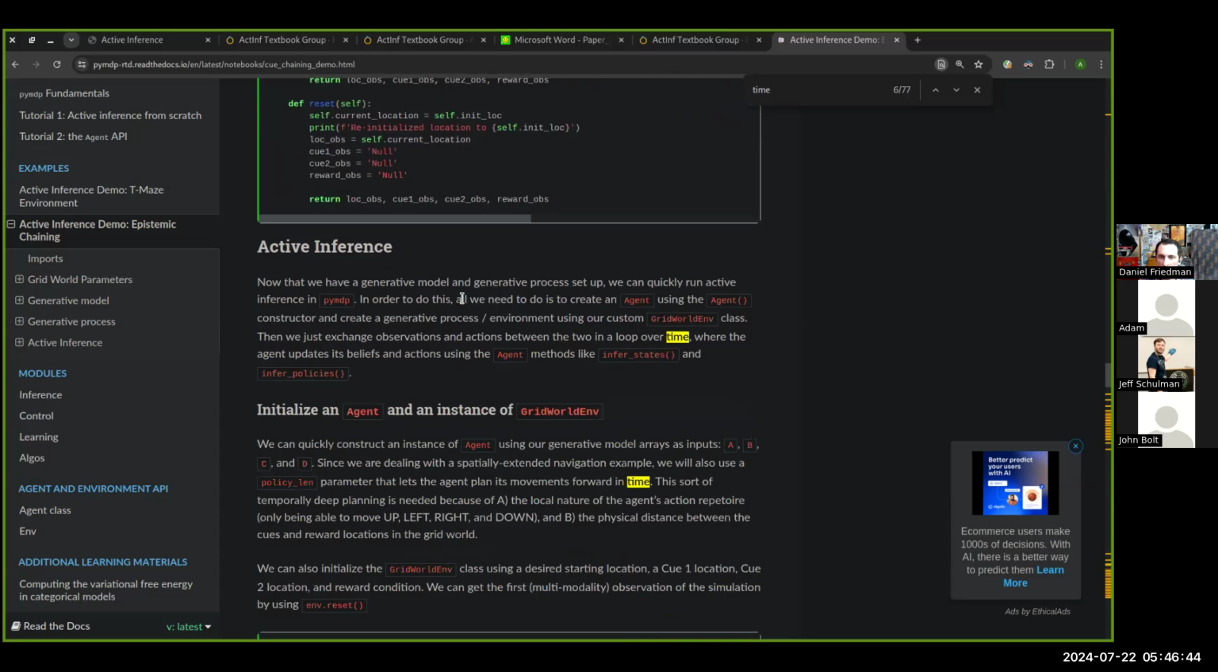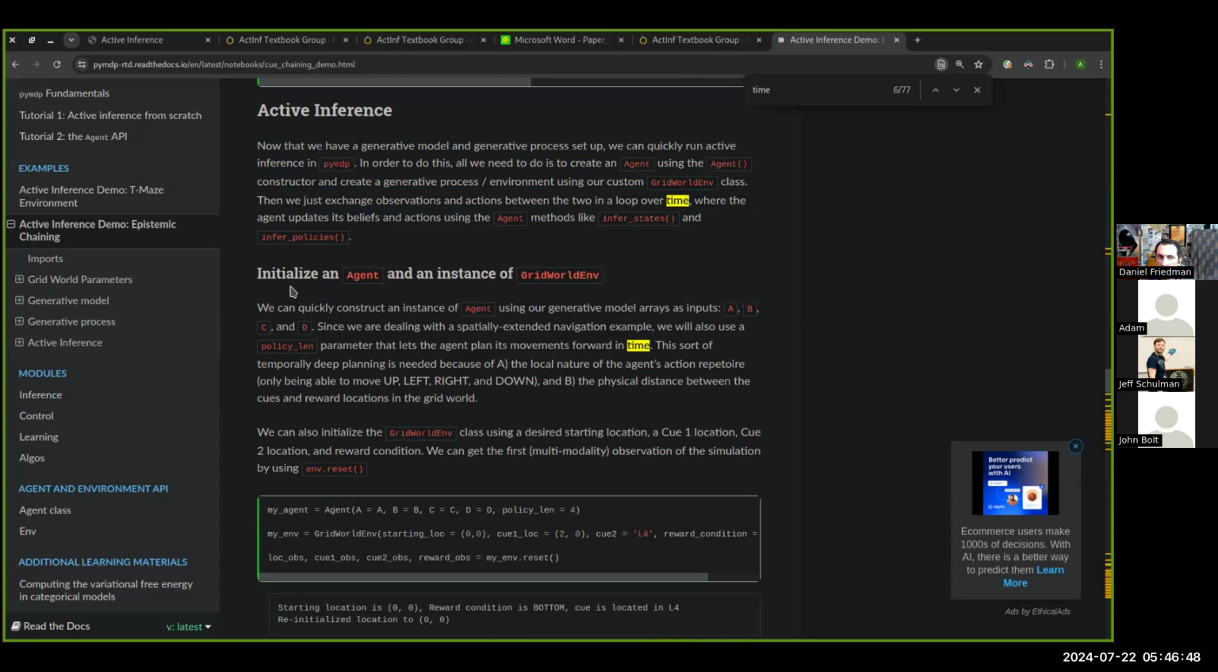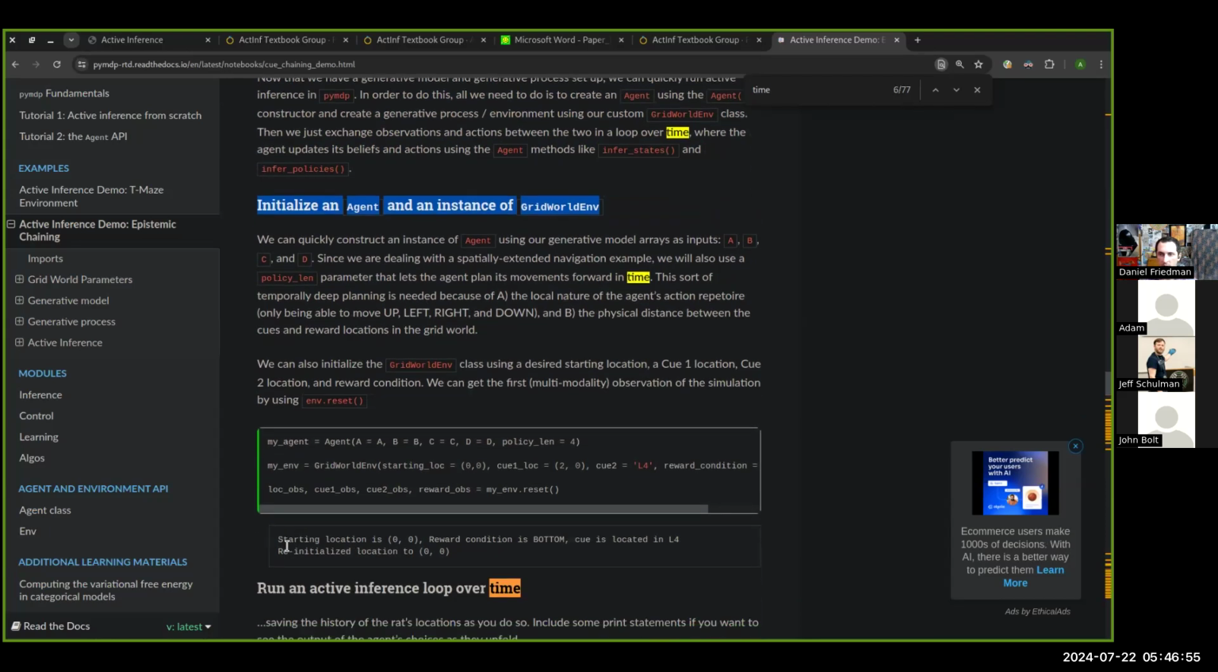Okay. All right. Now we get to the active inference part. Initialize an agent and an instance of grid world. Again, this is like chapter 6. We defined the situation of interest, then made the agent A, B, C, D, alphabet, and then defined the environment, the generative process, grid world env.